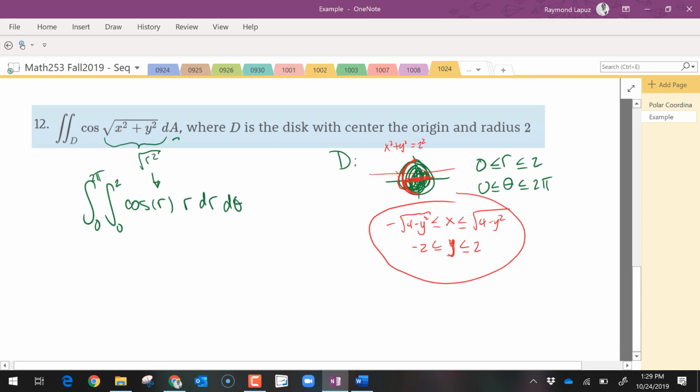Now we could solve for it as an iterated integral, or do you see any thetas around? No theta, so you can split this up.